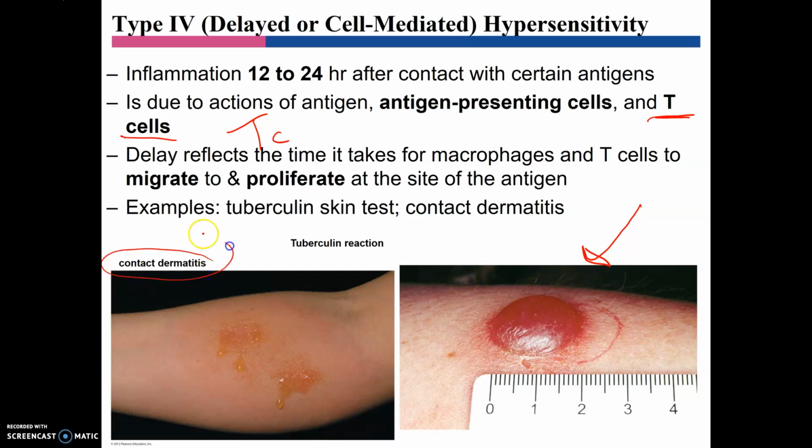Contact dermatitis is something that you can see with poison ivy, poison oak. So these particular plants have antigens on their surfaces that our T cells tend to recognize and get very overreactive, and you end up with this seeping, weeping, very itchy type of response. Okay, so these are type 4 type of responses.